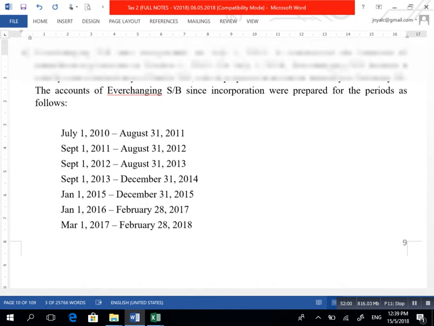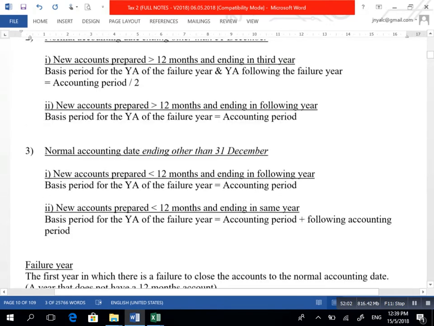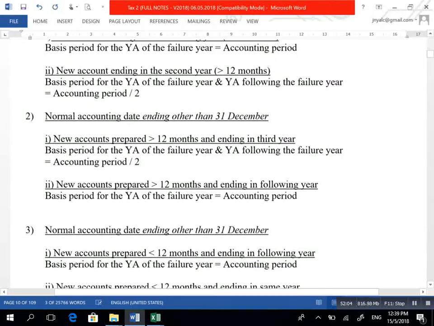Let's see what they mention here. How to determine your basis period? The YA for the filler year. In your question now, the filler year is which year? 2016, right? And also the YA following the filler year means which year? Yes, 16 and 17. The basis period will be equal to the accounting period divided by 2. Alright? So, accounting period divided by 2.